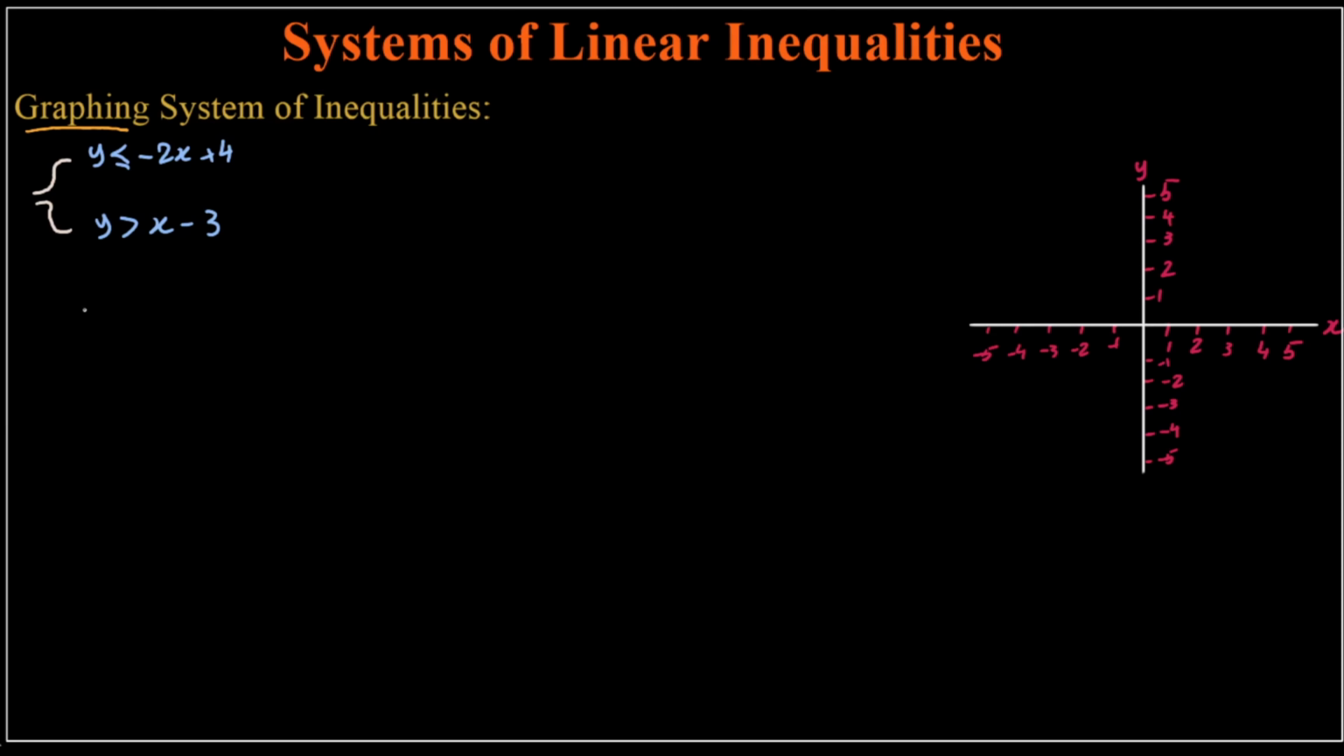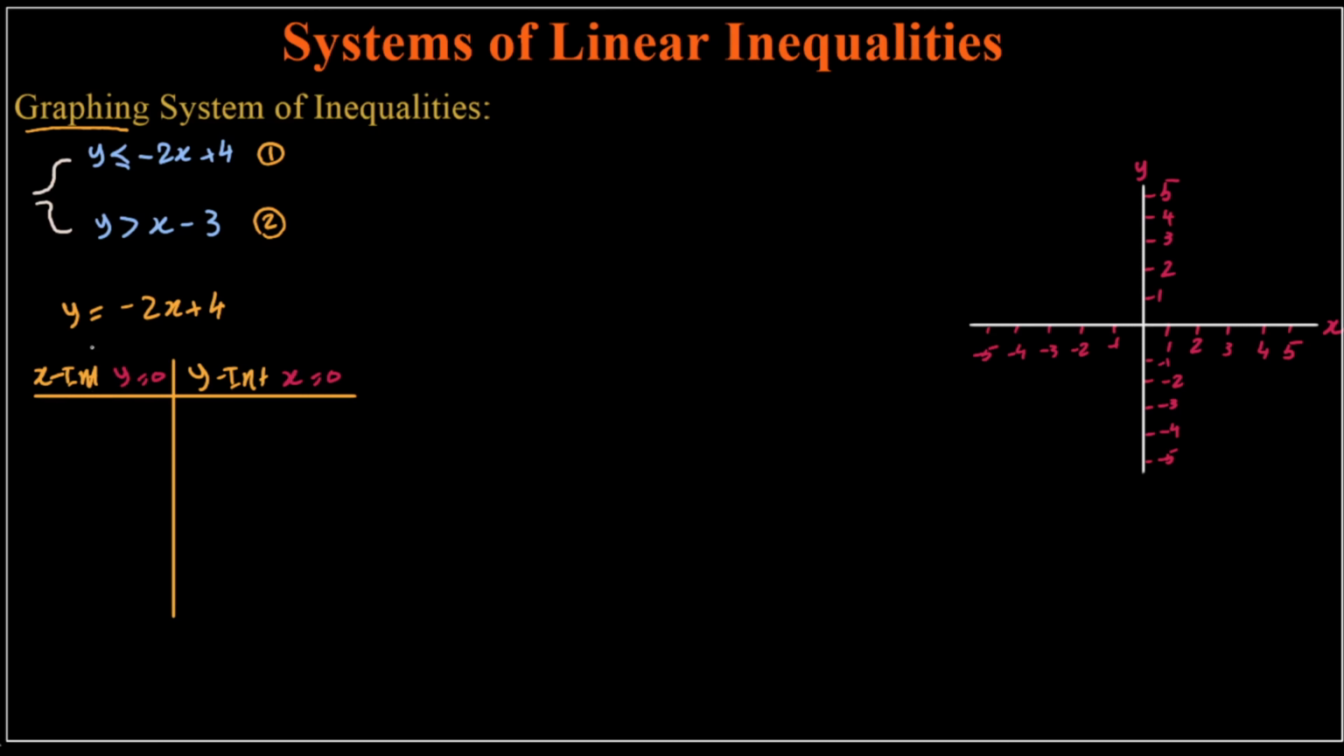Again, we can use x and y intercepts to graph them. First of all, we can name them. This is the first inequality, and this is the second one. Find x and y intercepts for both of them. For the first one, y equals negative 2x plus 4. We are going to find the x-intercept and y-intercept. Here we have the x-intercept, and the y-intercept. In the x-intercept, y equals 0.